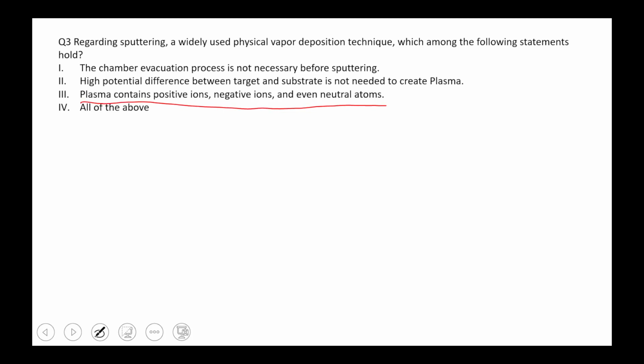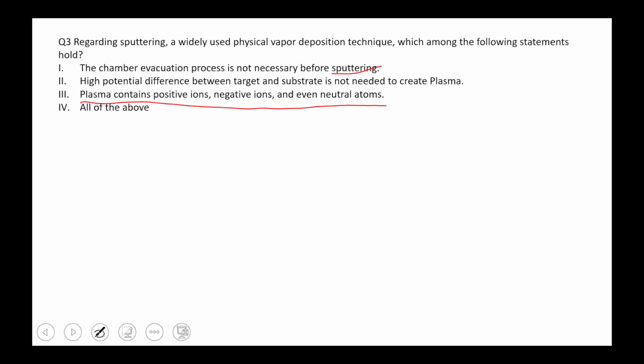The reason is that you need to evacuate the pressure before the sputtering process. You create the vacuum, and you have to remove all the dust particles and atmospheric gases, oxygen, from the chamber. So you use a rotary pump or turbo pump to remove everything. So evacuation is needed for sputtering.